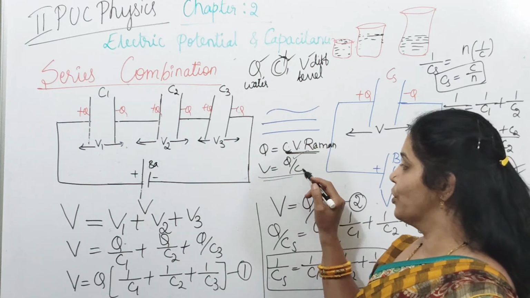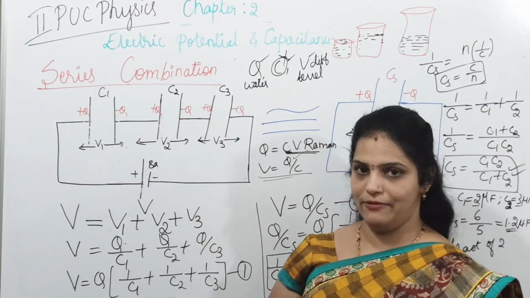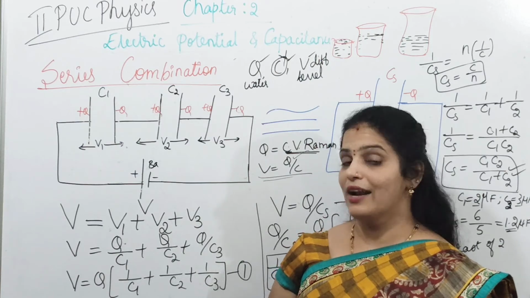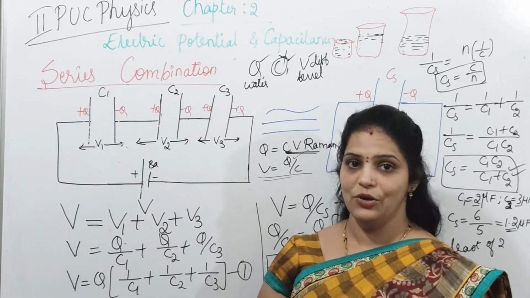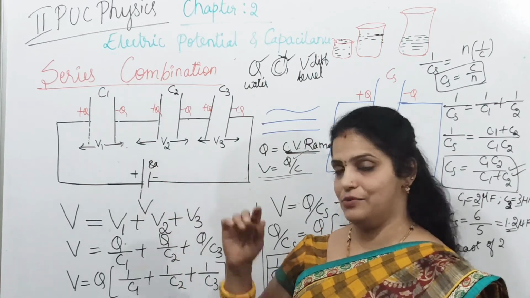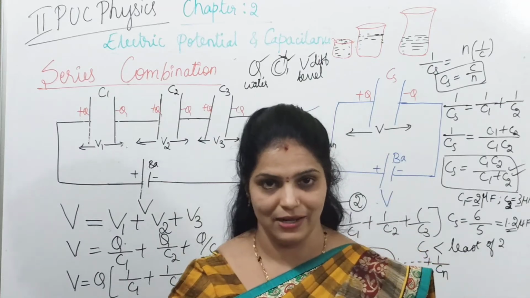V is equal to Q by C. Charge is same, voltage across each will be different. So you are asked to find what is voltage across three capacitors. That type of numerical will be asked based on this. So this is one of the important questions asked for 5 marks.